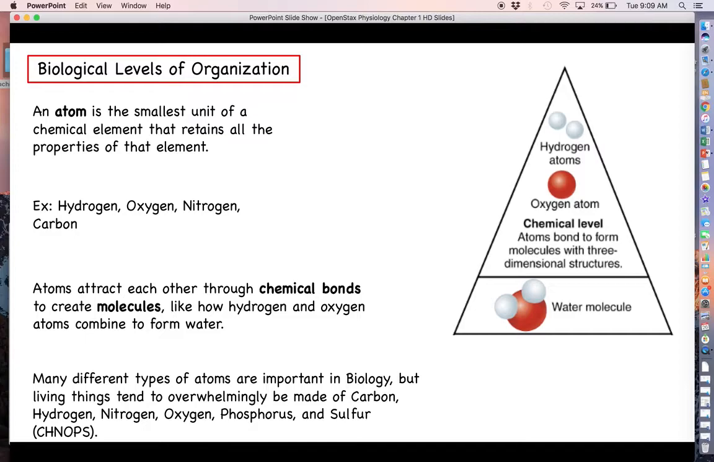We're going to find this out again in Chapter 2, but many different types of atoms are going to be very important for us in human physiology, but living things tend to be overwhelmingly made of certain types of atoms, things like carbon, hydrogen, nitrogen, oxygen, phosphorus, and sulfur, which is what's called the CHNOPS atoms, the CHNOPS elements.